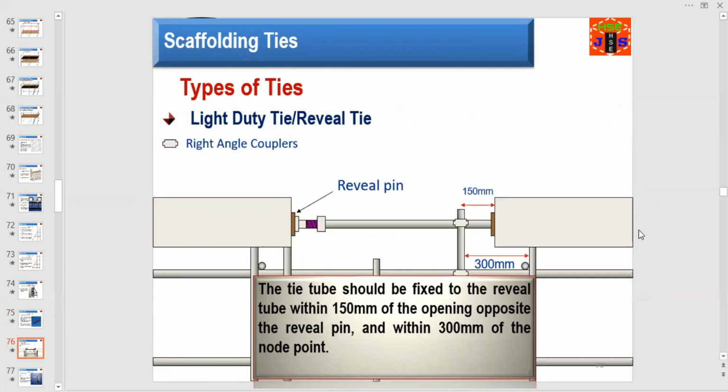The tie tube should be fixed to the reveal tube within 150 mm of the opening opposite the reveal pin and within 300 mm of the node point. This is the node point, and this is the reveal tube within 150 mm.